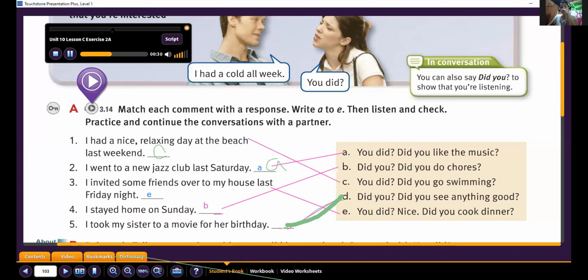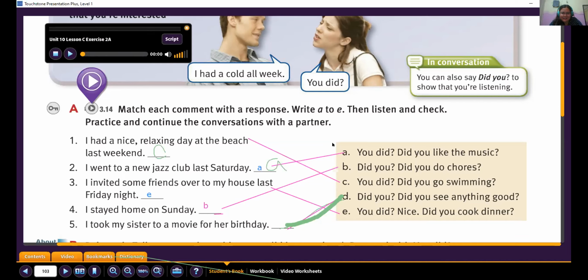2. I went to a new jazz club last Saturday. You did? Did you like the music? 3. I invited some friends over to my house last Friday night. You did? Nice. Did you cook dinner? 4. I stayed home on Sunday. Did you? Did you do chores? 5. I took my sister to a movie for her birthday. Did you? Did you see anything good?